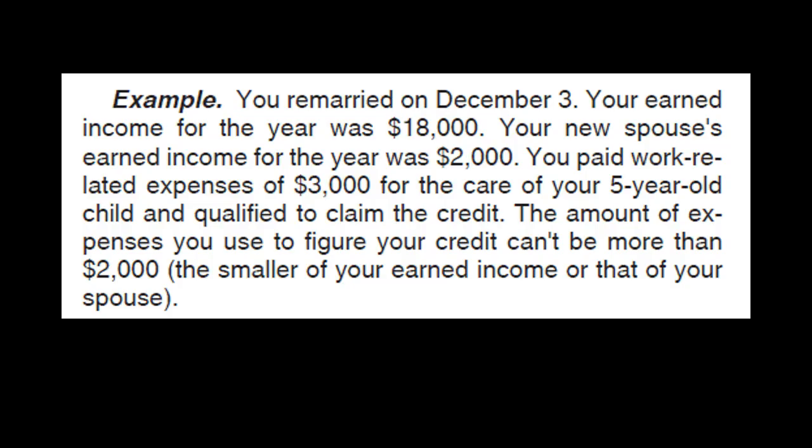Example: you remarried on December 1st. Your earned income for the year was $18,000. Your new spouse's earned income for the year was $2,000. You paid work-related expenses of $3,000 for the care of your 5-year-old child and qualified to claim the credit. The amount of expenses you use to figure your credit can't be more than $2,000, the smaller of your earned income or that of your spouse. So in this case, of course, again, the $18,000 and the $2,000, we have to break out on the 1040.